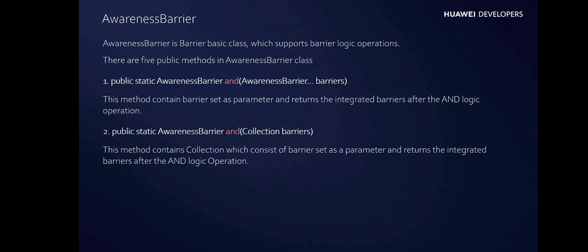Awareness barrier is a barrier basic class which supports barrier logic operations. There are 5 public methods in the awareness barrier class. First, the AND method, which takes barriers as parameters and returns the integrated barriers after the AND logic operation. Second, the AND method, which takes a collection consisting of barriers as a parameter and returns the integrated barriers after the AND logic operation.